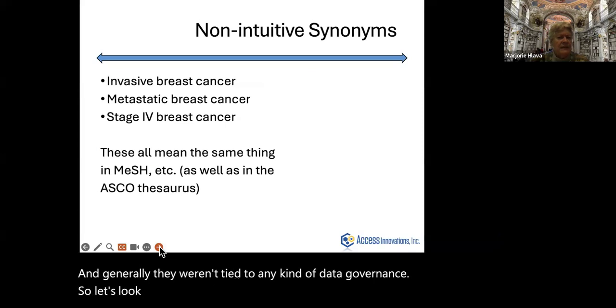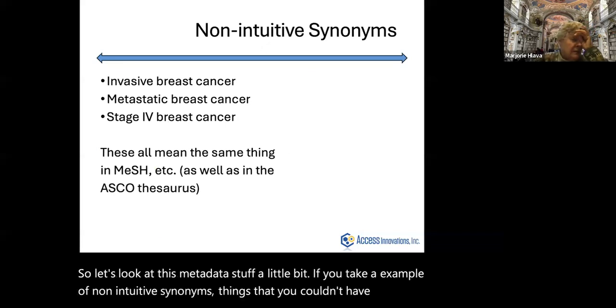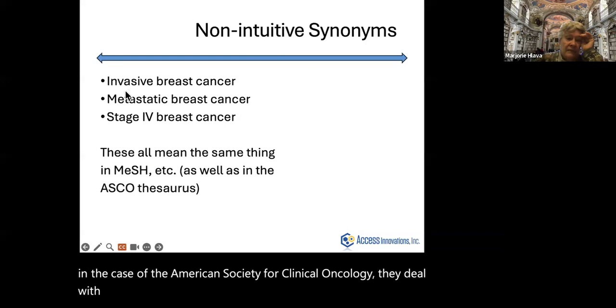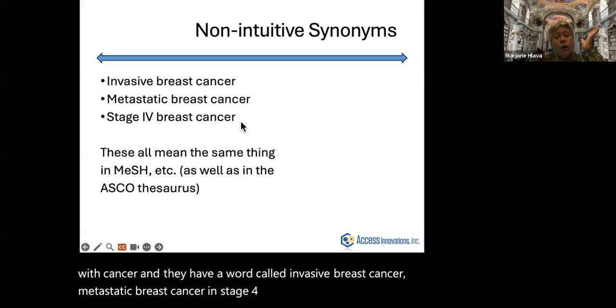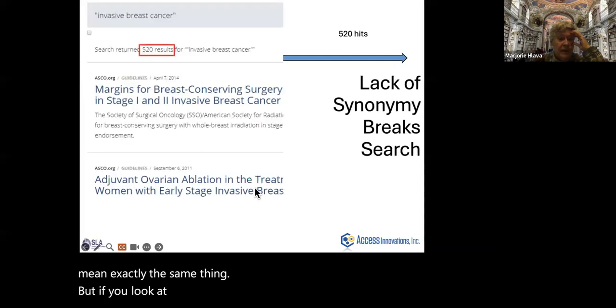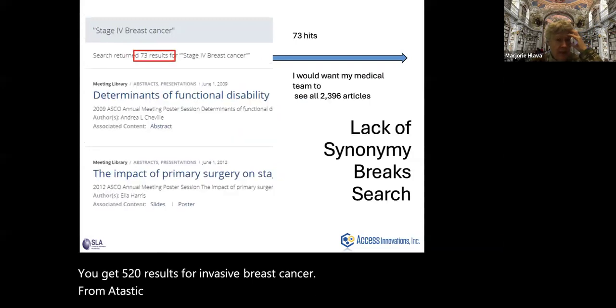So let's look at this metadata stuff a little bit. If you take an example of non-intuitive synonyms, things that you couldn't have guessed. In the case of the American Society for Clinical Oncology, they deal with cancer. And they have terms called invasive breast cancer, metastatic breast cancer, and stage 4 breast cancer. All of them mean exactly the same thing. But if you look at them in the database and you only search for them one at a time, you get 520 results for invasive breast cancer, 1803 for metastatic breast cancer, and 73 for stage 4 breast cancer.